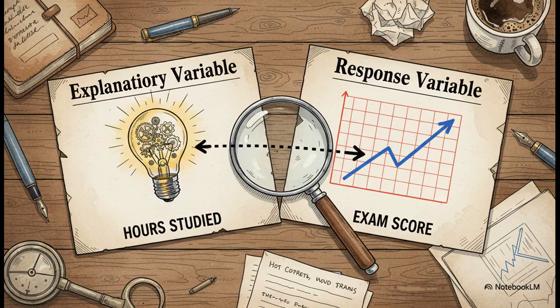Now, in any case, you've got two key players. First, there's the explanatory variable. Think of this as the influencer, the one we think might be causing a change. In our case, that's hours studied. Then you've got the response variable. That's the outcome, what happens in response. Here, that's the exam score. We're trying to figure out if one affects the other.